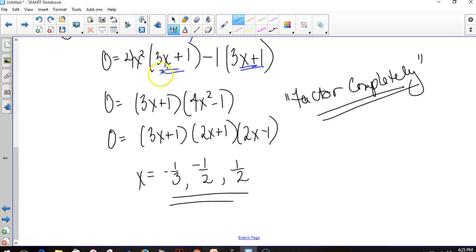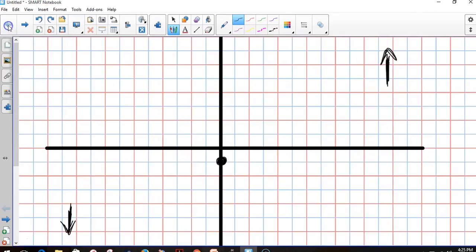So I'm going to go back to the first slide and put in my negative 1/3, which would be kind of like here. And actually, I'm going to make this a little bit bigger. I'm going to make the reds 1s so that we have a little bit of space. So that way this one's a negative 1/3, this one's a negative 1/2, and this one's a positive 1/2. And those are my 3 different intercepts.